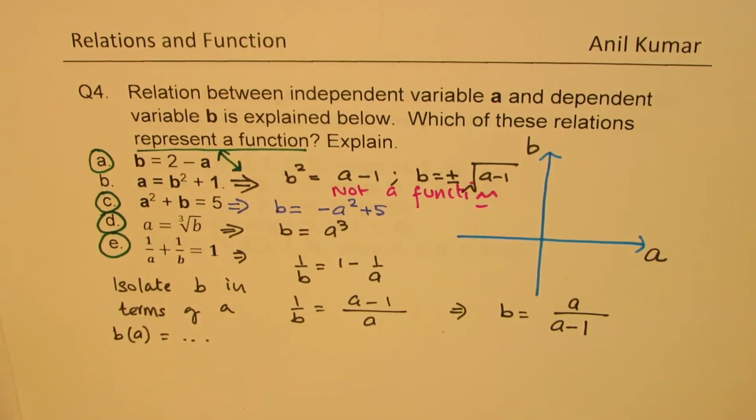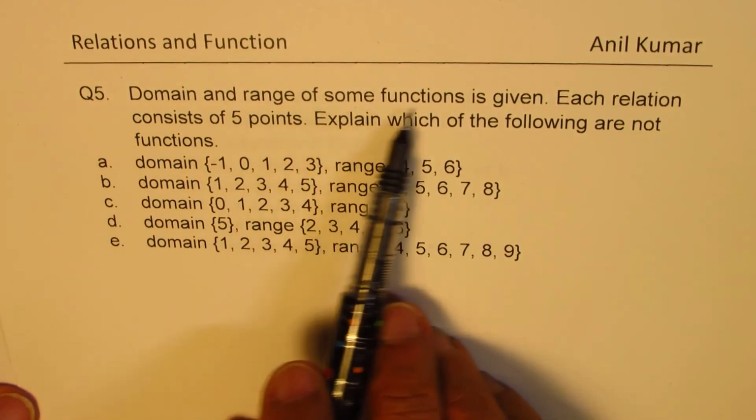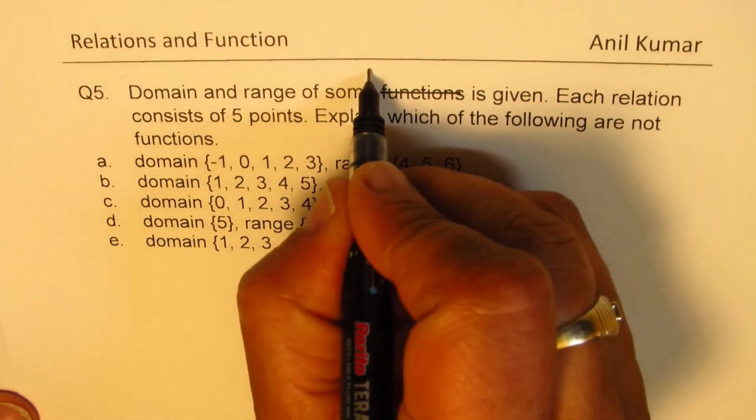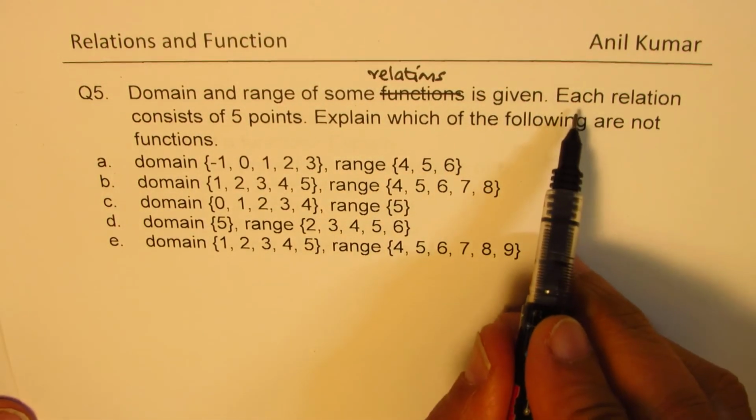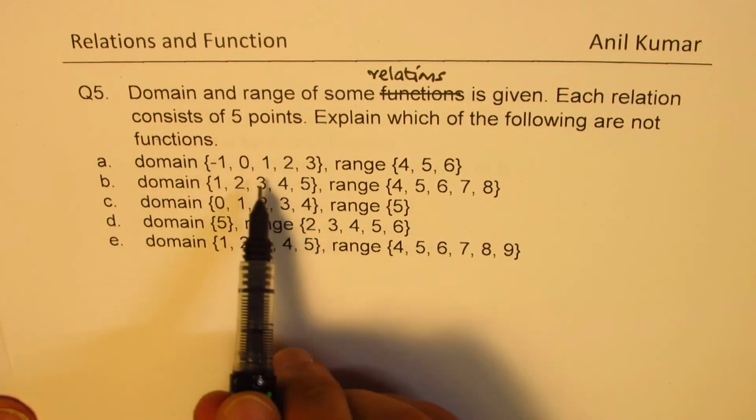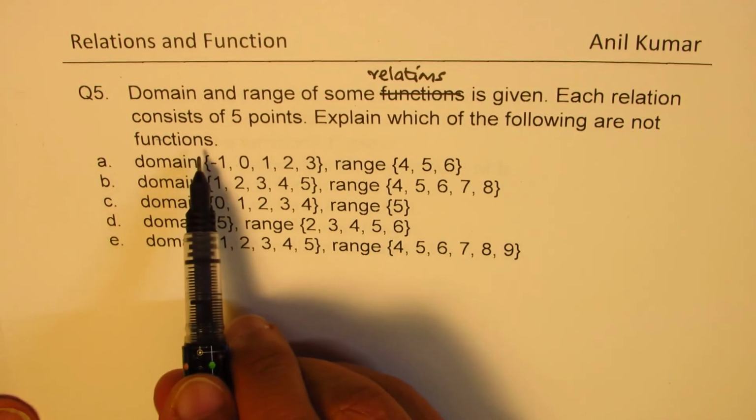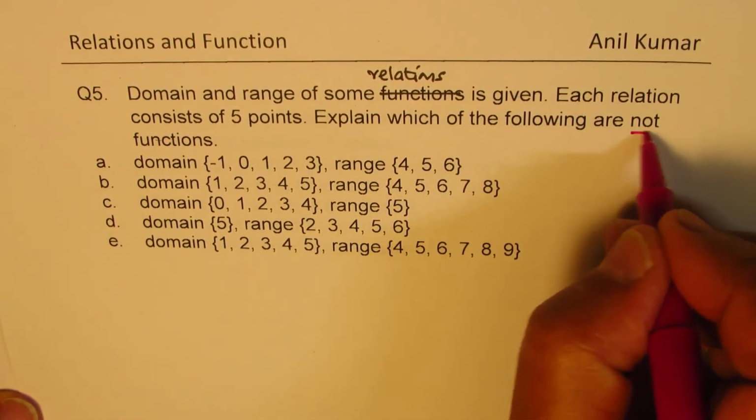I hope the concept is absolutely clear, right? Now let's take question number 5. 2 more to go, 5 and 6. Now this is a tricky question. Domain and range of some functions, I should say some relations, is given. Each relation consists of 5 points. So there are 5 points in each relation. Explain which of the following are not functions, right? That is what we are looking for, not functions.